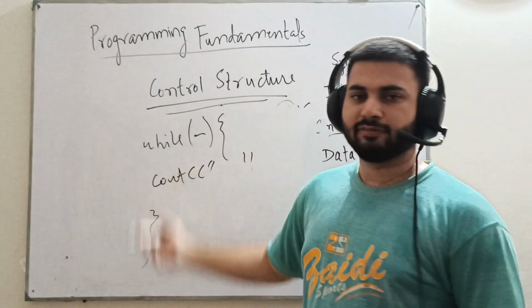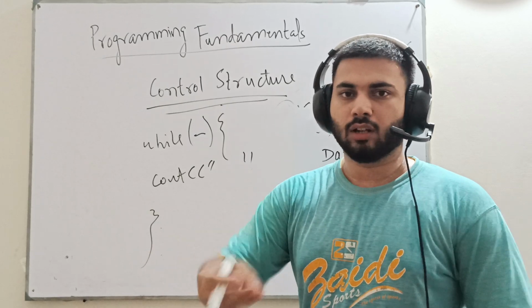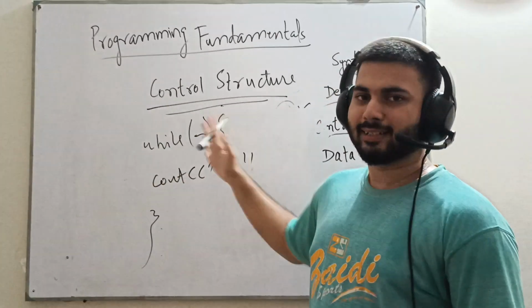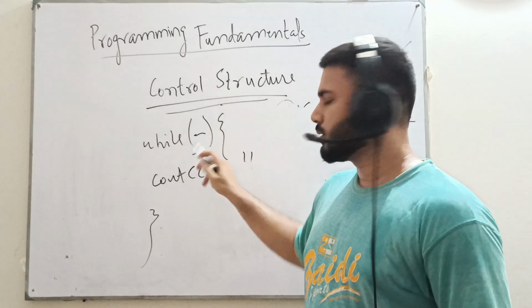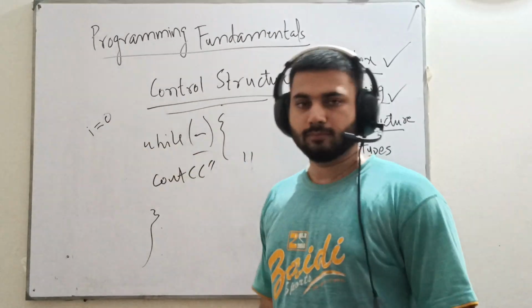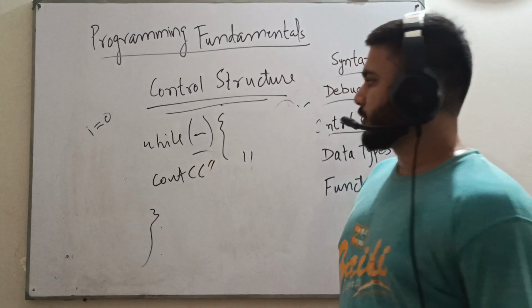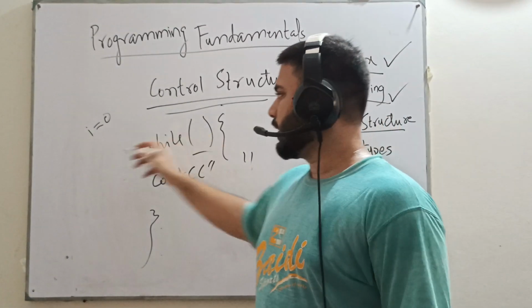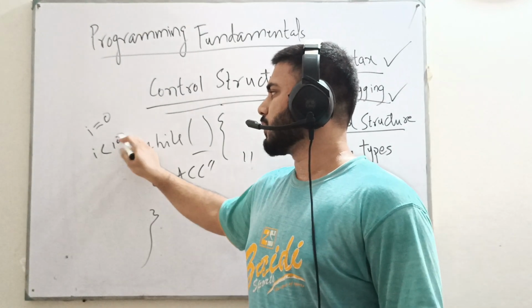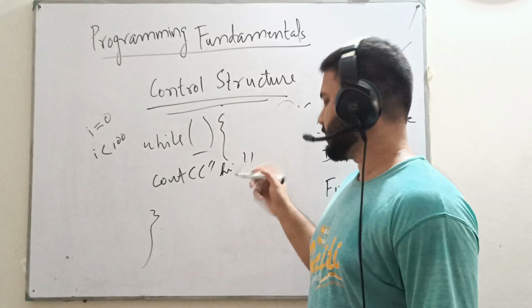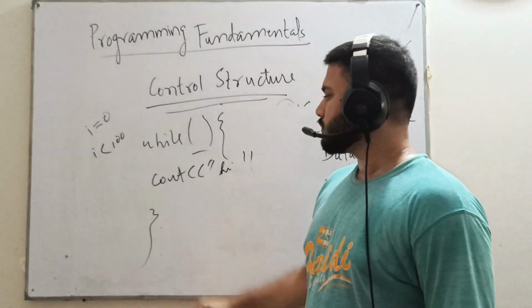In a for loop, you use the condition after the declaration of a variable. In a while loop, you won't declare it inside this bracket. You will declare the variable here, i is equal to 0. Let's say we use the same condition, i is less than 100, and you want to see out "hi".